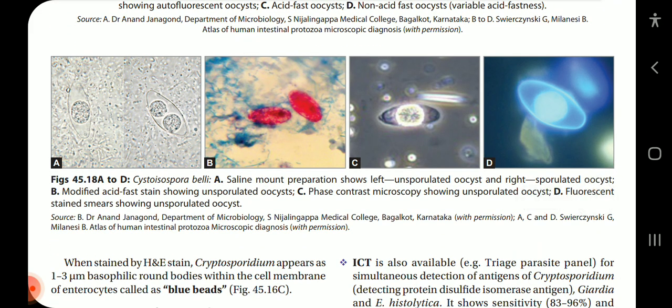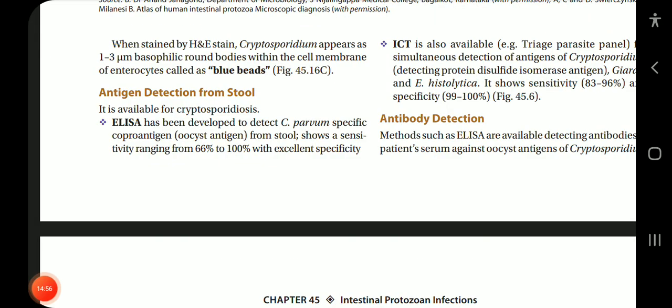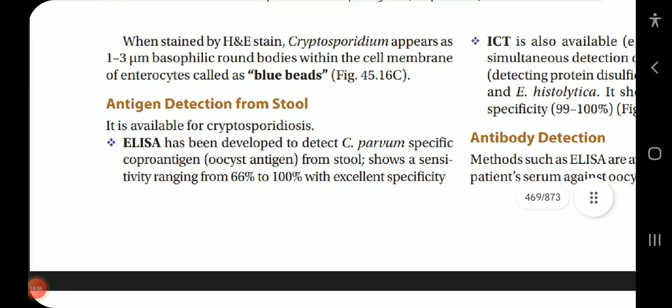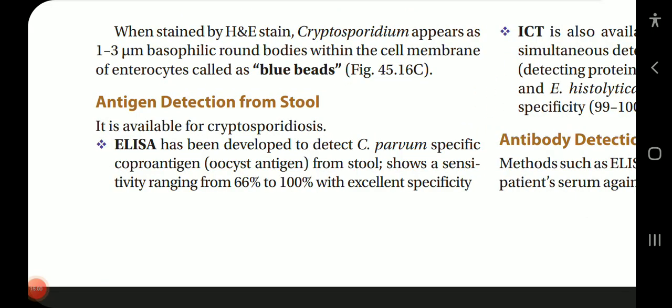In figure 45.18, we see Cystoisospora belli. A shows saline mount preparation, showing left unsporulated oocyst and right sporulated oocyst. B shows modified acid fast staining showing unsporulated oocyst. C shows phase contrast microscopy showing unsporulated oocyst, while D shows fluorescent stain smear showing unsporulated oocyst. When stained by H&E, Cryptosporidium appears as 1 to 3 micrometer basophilic round bodies within the cell membrane of the enterocyte, called blue beads.